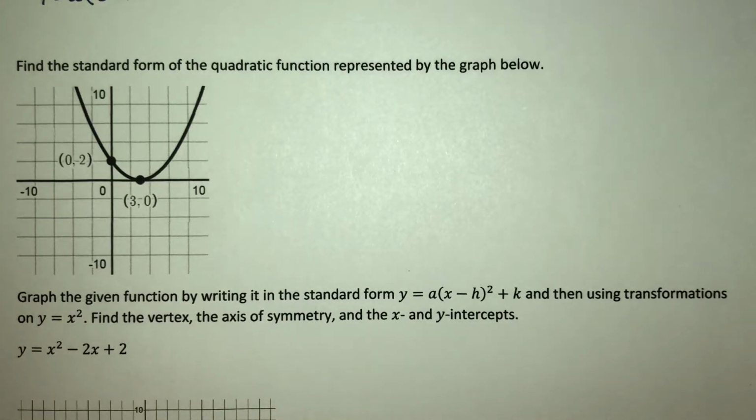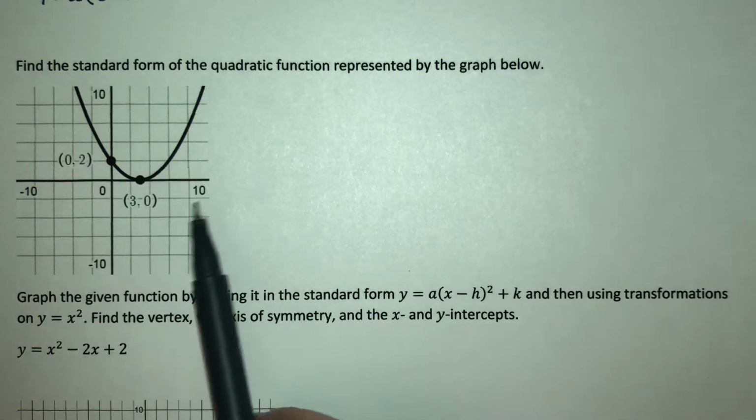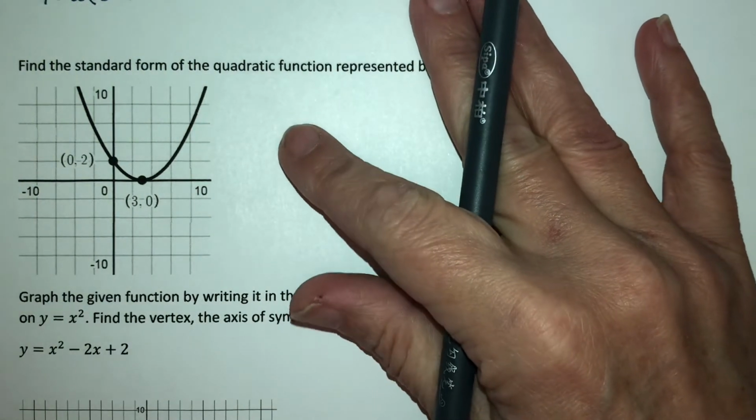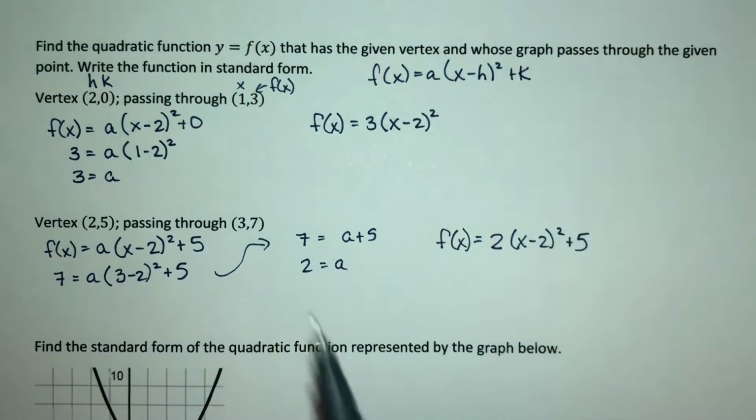This is part 2 of section 2.1. We want to find the standard form of the quadratic function represented by this graph. Now, you can make this problem as hard as you want to, but it's just a graph version of the ones we've just done.